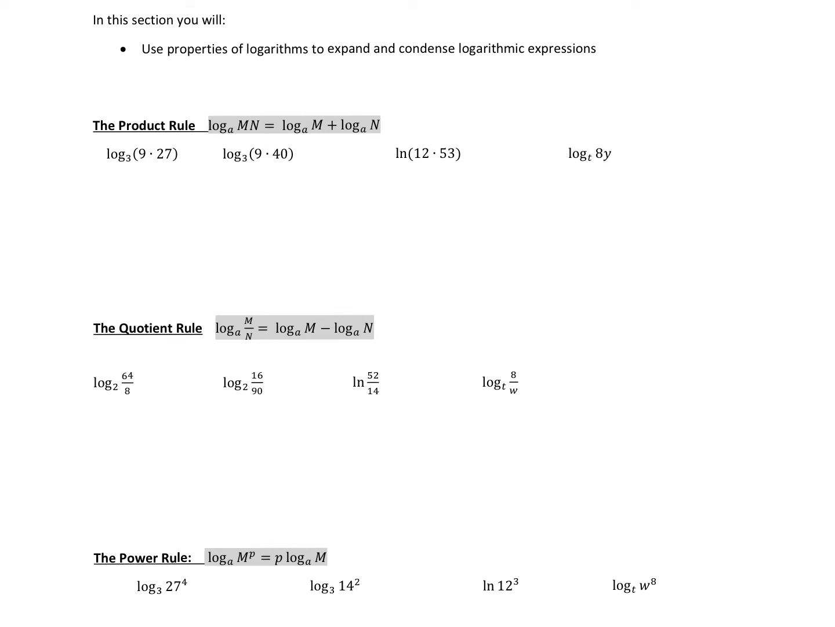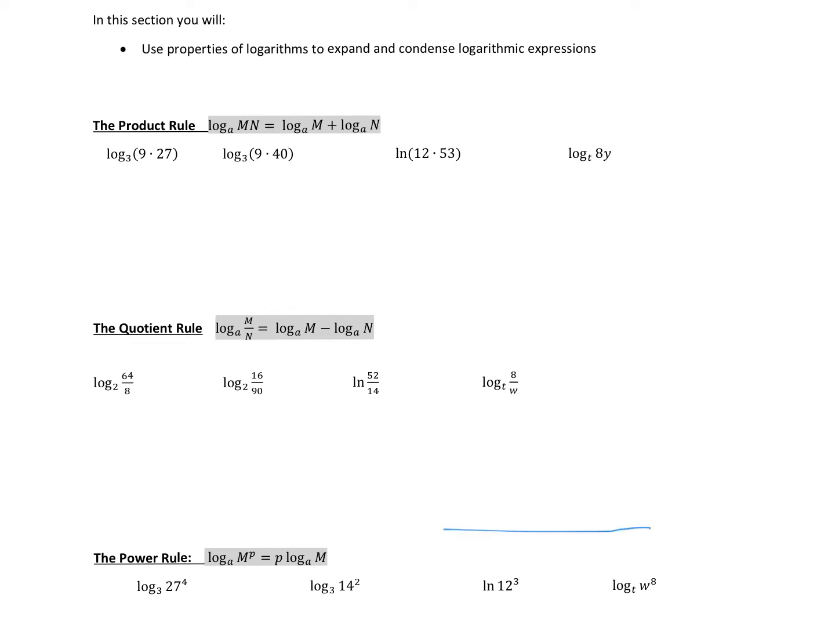The first is the product rule, which says the log of a product is equal to the sum of the logs. For example, log base a of m times n is the log base a of m plus the log base a of n. So I have a couple of examples here.